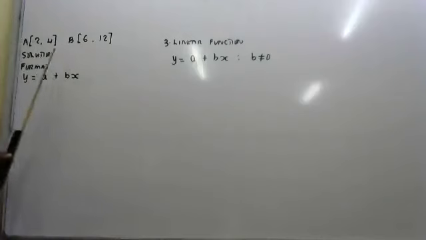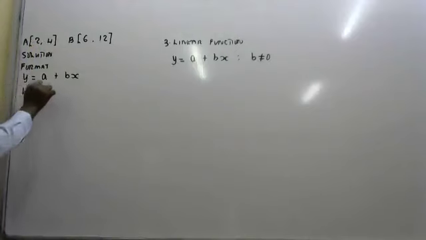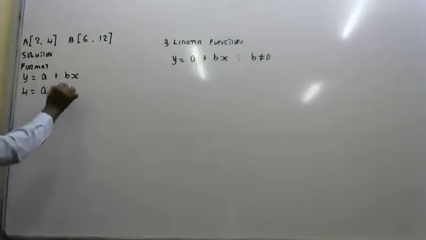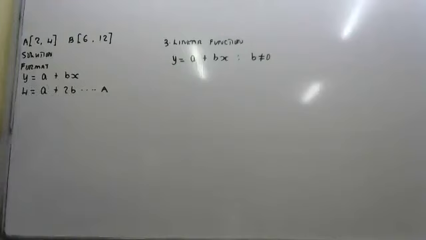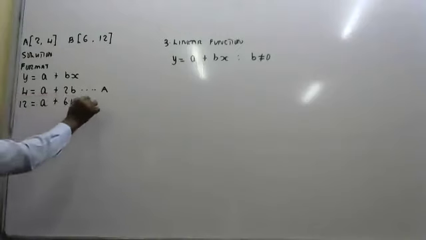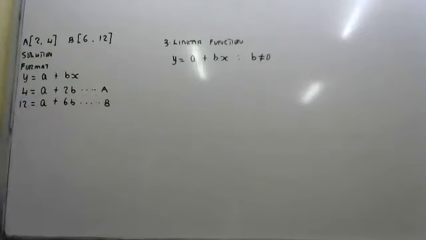Now you substitute these values. And we know from primary school that this must always be x or y. So we are going to say 4 is equal to a plus 2b. This is because of point A. Then 12 should be equal to a plus 6b. This is because of point B.